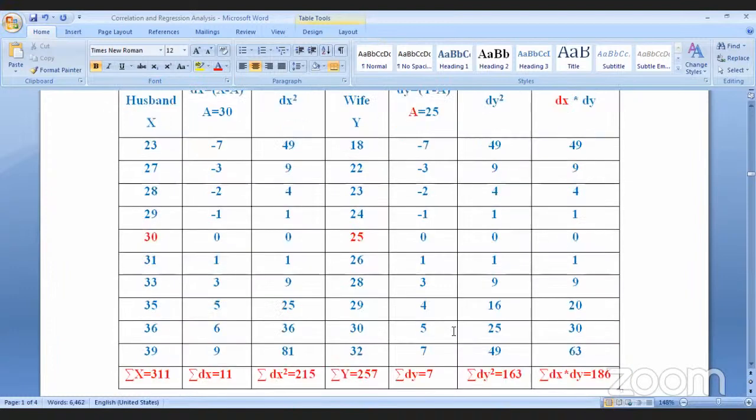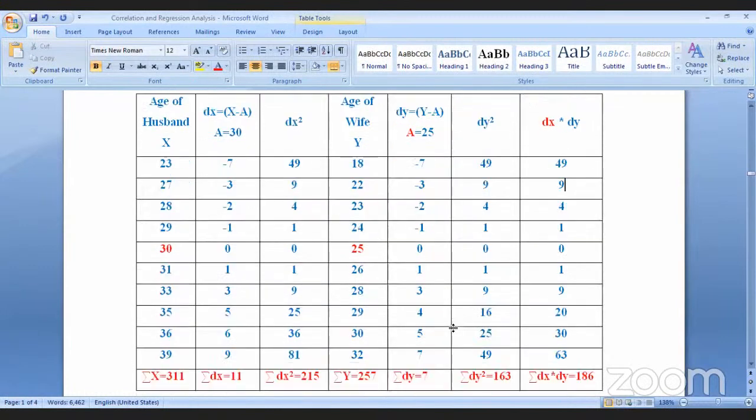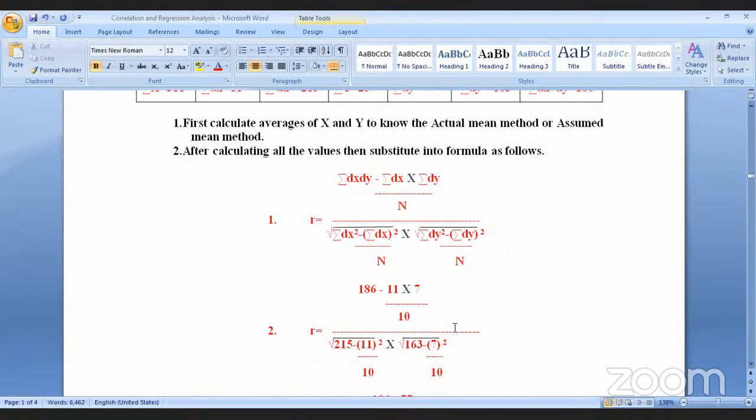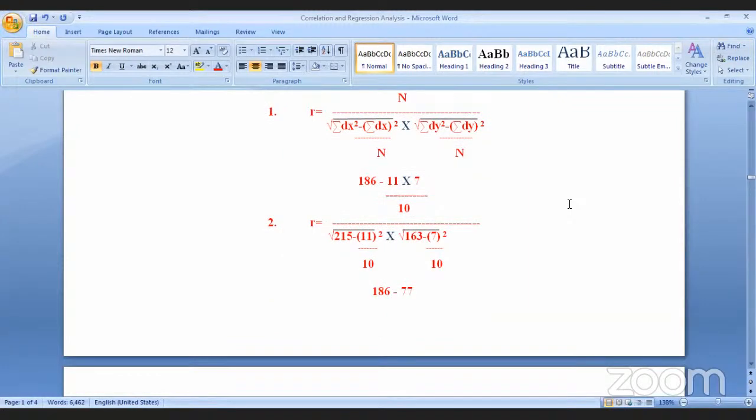Any doubt? If there is no doubt, I will show some problems. Take screenshots of these problems. This is the solution. This is the formula. First step, then in the second step all the values are kept here and the calculation is done.